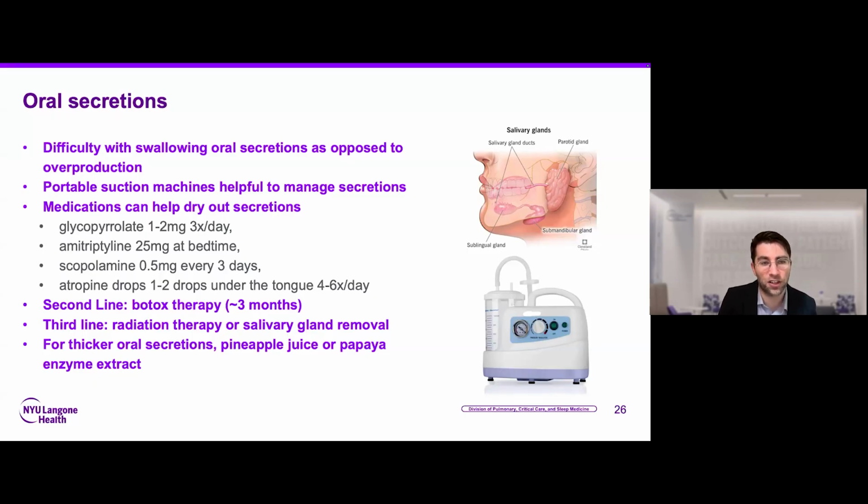There are additional options for more severe issues with secretions that the medications and portable suction can't manage. Botox therapy is an option, so we can refer patients to physicians who will inject the salivary glands directly. That often needs to be repeated about every 3 months in order to maintain its effect. There are additionally options for either radiation therapy or just removal of the salivary glands, but that's generally third line. One other option that we frequently offer patients who just have thick secretions: things like pineapple juice or papaya enzyme extract can help thin out those secretions a little bit.